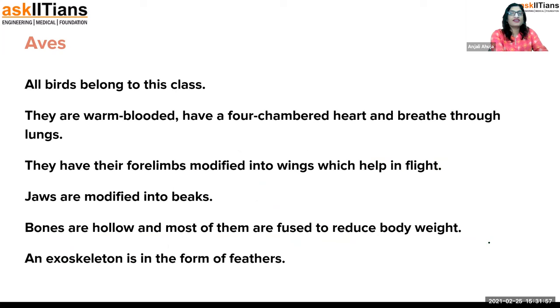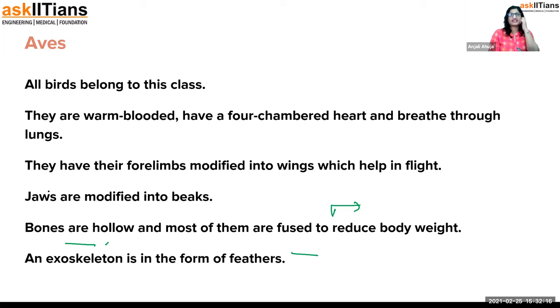They can fly because they can reduce their body weight. They have a skeletal system, they have bones, but still they can fly because they are able to reduce their body weight. They have hollow bones, and most of them are fused to reduce body weight. Hollow bone means internally it's hollow.